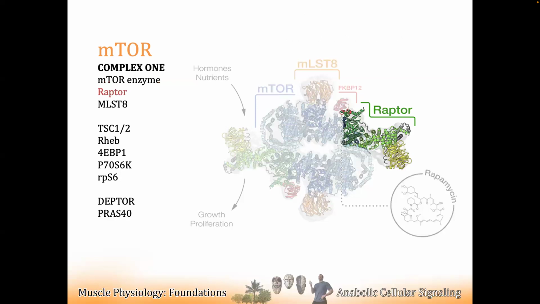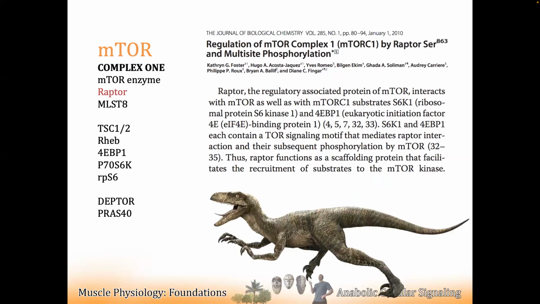It's really abundant in skeletal muscle, less abundant, but still very present in other tissues, brain and guts and whatever, but really abundant in skeletal muscle. And Raptor is a major distinguishing characteristic of mTOR complex 1. Complexes 1 and 2 both have mTOR, obviously, and they both have MLST8 or Gable, but only complex 1 has Raptor.